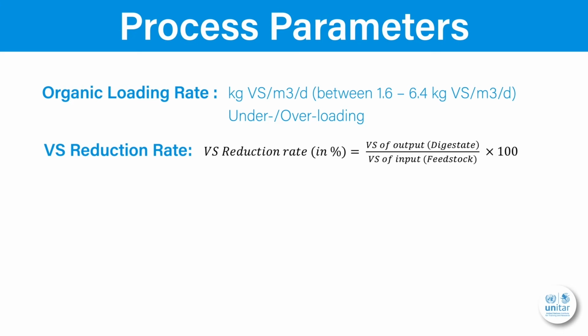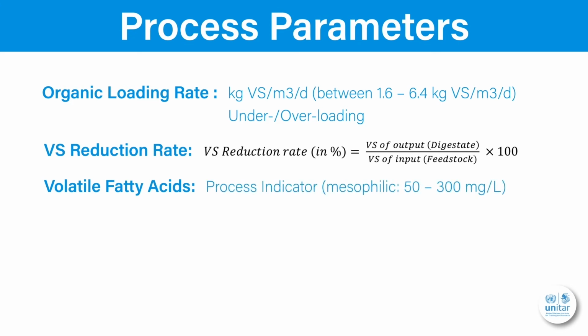Another important process parameter is the volatile fatty acids concentration, VFAs. Do you remember in which phase of the digestion process the VFAs are formed? It is in the acidogenesis phase. The VFA is a parameter that can be easily measured on site and gives us a good indication about the digestion process itself. The ideal VFA concentration for a mesophilic digester, for example, is in the range of 50 to 300 mg per liter. If the VFA concentration rises above 300, the digester could become acidic, which might lead to a failure of the process. Overloading could be one cause for too high VFAs.